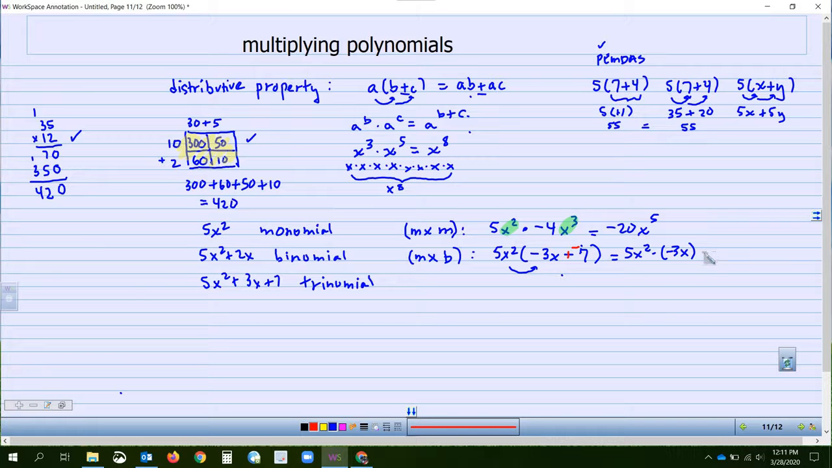And that way we'll have a plus here. Back to blue. We'll have a plus here. And then what will we have? We will have 5x squared times negative 7.